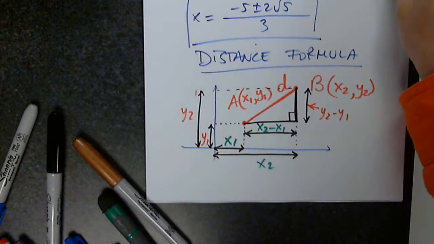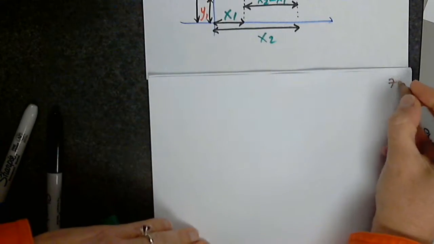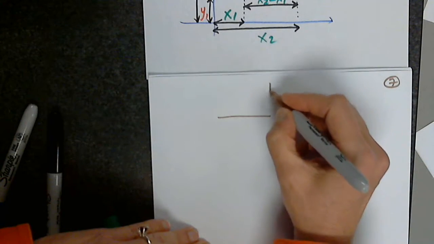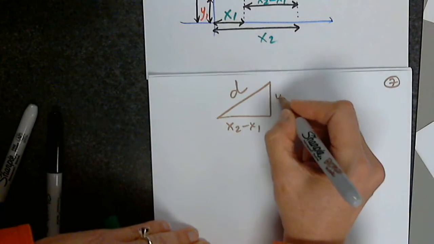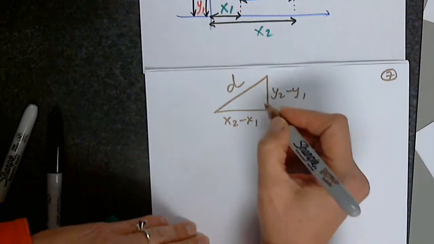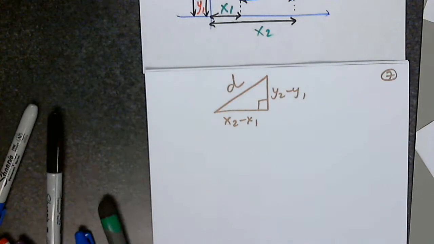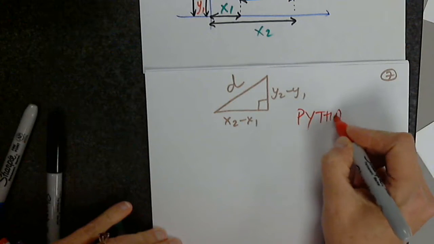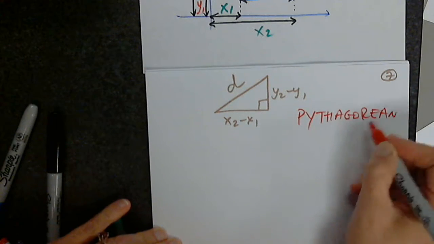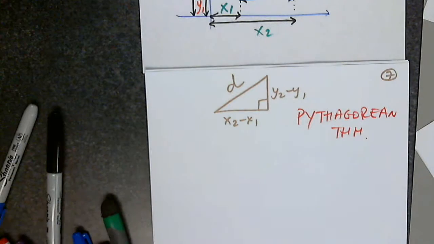So I'm going to draw this triangle one more time. Right here, I have this D, I have this x2 minus x1, I have this y2 minus y1. What do we know we can apply, maybe a theorem that you remember that we can apply in any right triangle? What is it called? The Pythagorean Theorem. Excellent. So let's apply it.